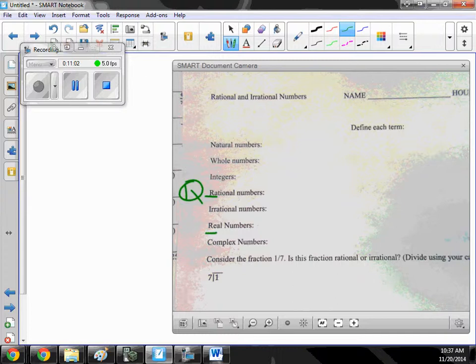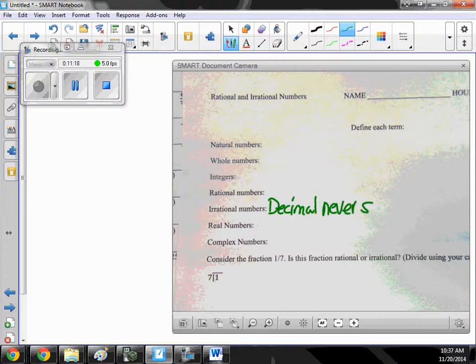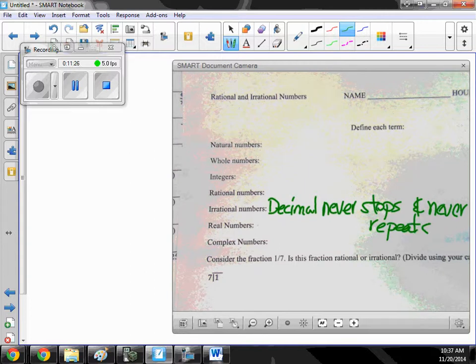Okay, so irrational is a non-fraction, which doesn't help us a lot, because really we need to look at the decimal. So for irrational numbers, the decimal never stops and never repeats. Is that possible? How can you go on forever and never use the same numbers? Ah, good. In the same order.